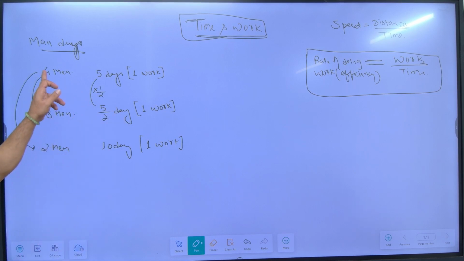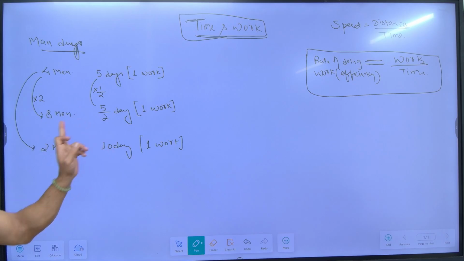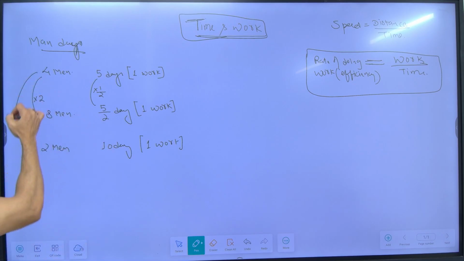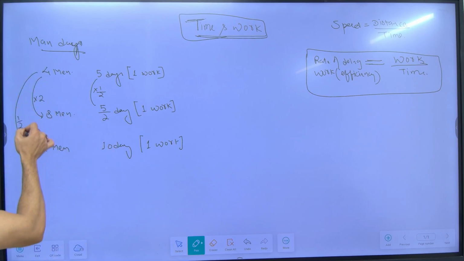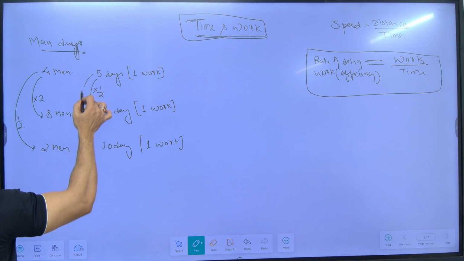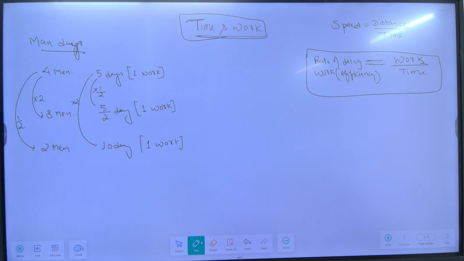So if one thing is getting doubled, another thing is getting halved. See now, this is getting halved or not? 4 into 1 by 2 is 2. So this is getting doubled or not? So if one thing is becoming half, another is getting doubled. If one thing becomes 1/3, the other thing will become 3 times. Such cases are called inversely proportional, right? If one thing goes up, the second thing comes down.